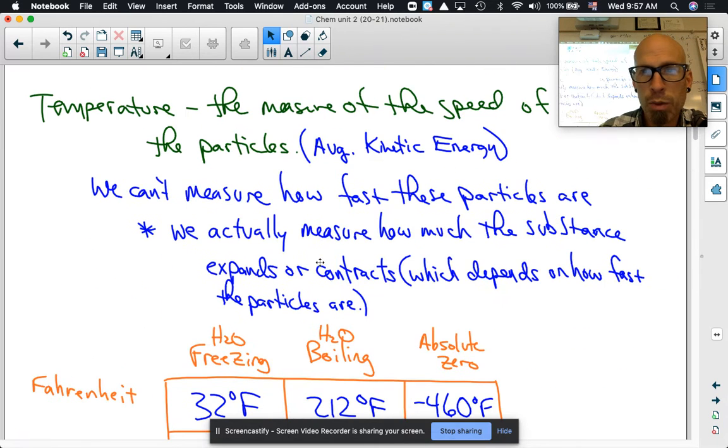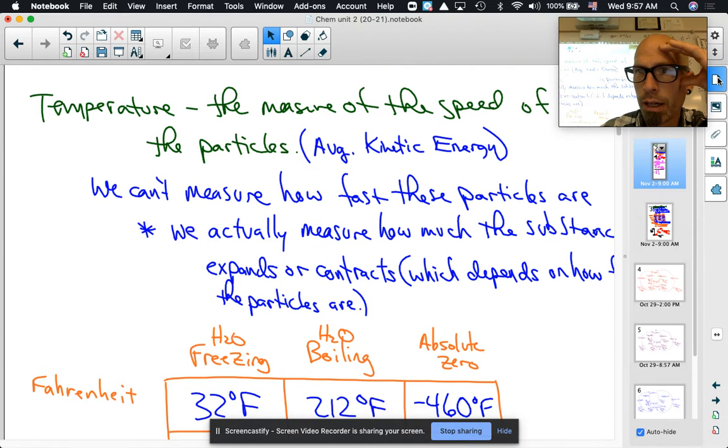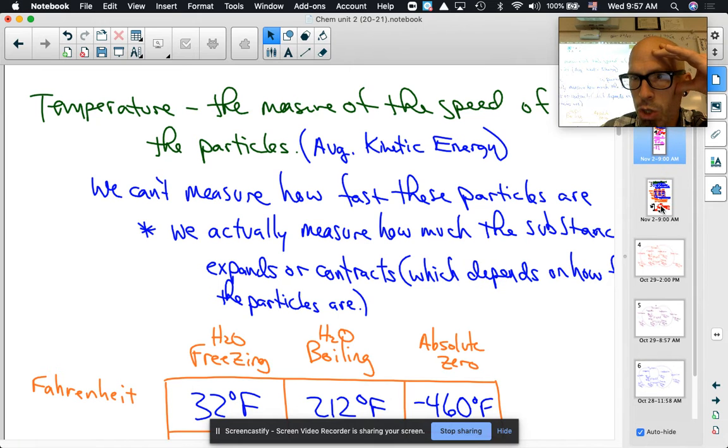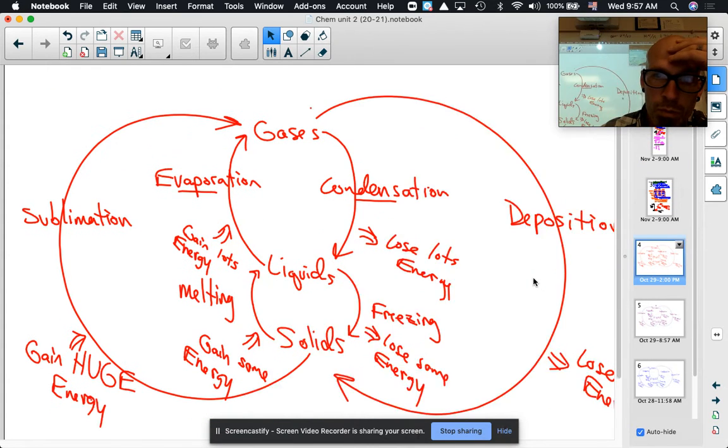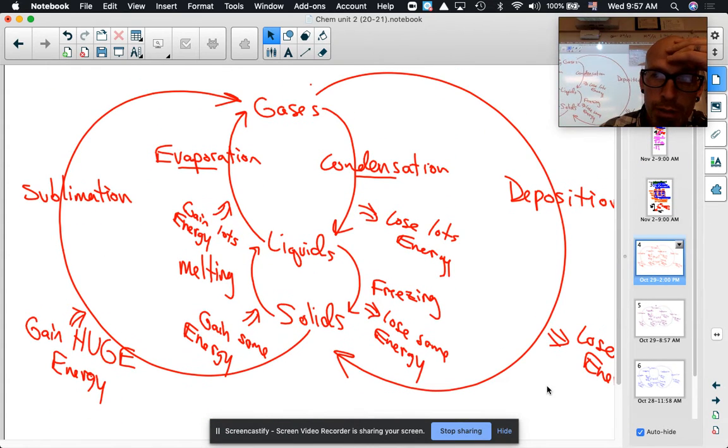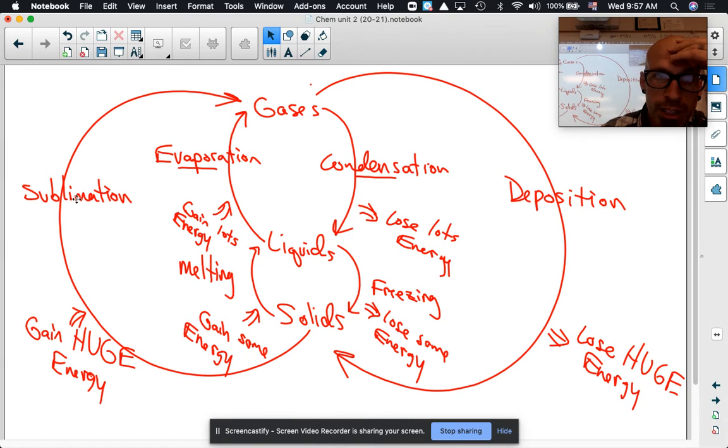Which means that when we look at this other slide here, all these different phase changes, the 6 different phase changes, so sublimation, evaporation, melting, freezing, condensation, and deposition, all 6 of those phase changes, the temperature can't change during any of them.